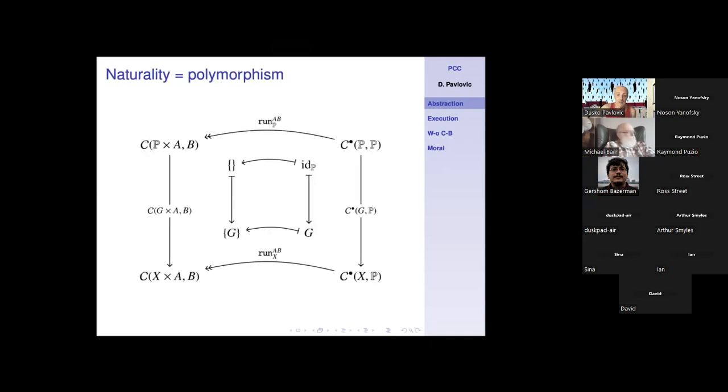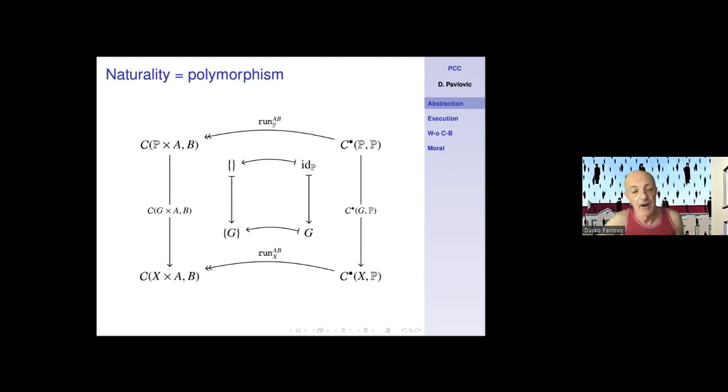So, we all remember, naturality means polymorphism. And in this case, naturality means that we will have a representing element, so for every A, B, the image of identity will represent the entire natural transformation run A, B. I guess for this audience, I don't need to run through this naturality.